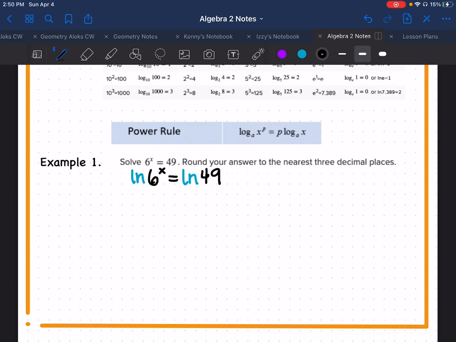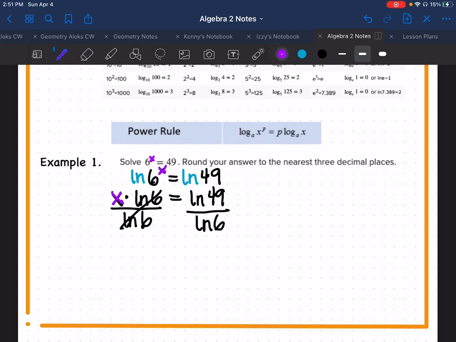And so I can take and rewrite this one as x times the natural log of 6 equals the natural log of 49. Since I have my x all alone, which is what I want to do, all I have to do is solve. Because I want to get rid of that multiplication, I'm simply going to divide. I am going to divide by the natural log of 6 because that will cancel this out.